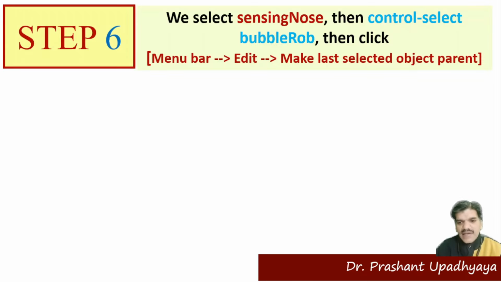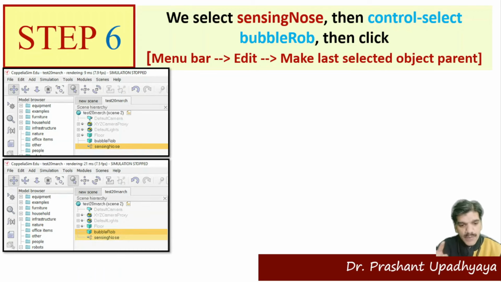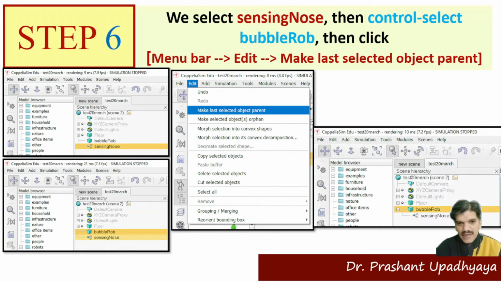Now the next step is that we have to select the sensing nose, then press the control button, and then select the bubble rope. What we are trying to do is make the sensing nose a part of the bubble rope. So first we select the sensing nose, press control, then select the bubble rope, and then make the last selected object the parent. You will see that the sensing nose will come under the bubble rope.